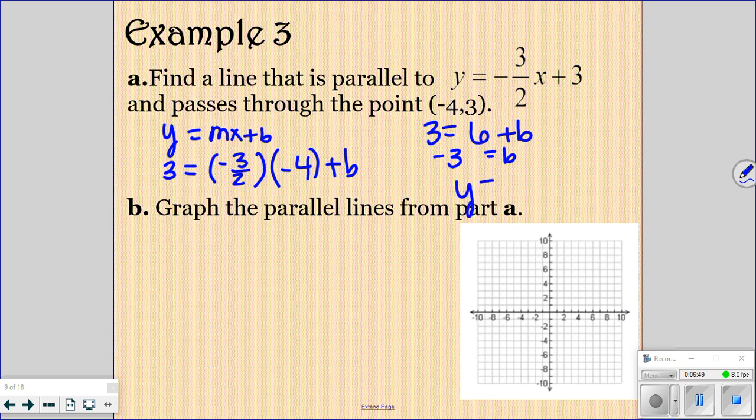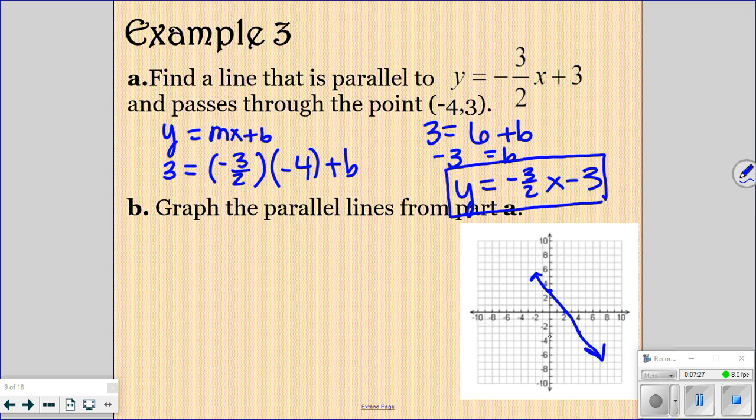So y equals negative 3 over 2x minus 3. So that's the equation of the line. Now we want to graph the parallel lines. So let's start with the one that they gave us. We're going to go up to 3, and then the slope is negative 3 over 2. So we go down 3 and to the right 2. So there's one line.